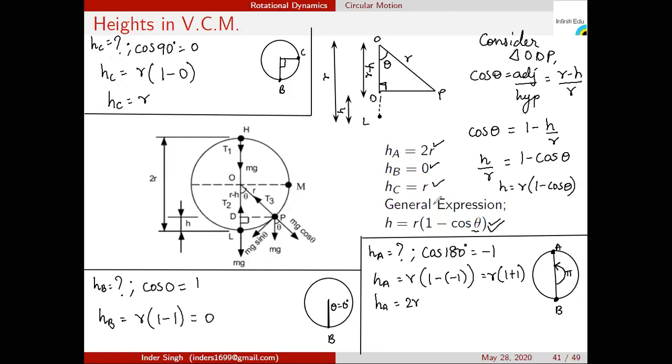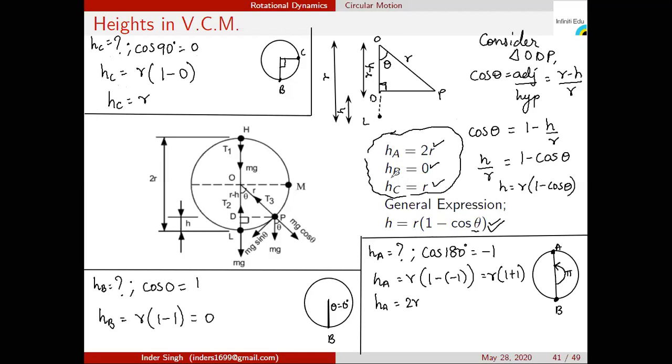We proved the third position also, right? So do one thing, you complete this or take a screenshot, whatever you want to do. But you should remember these values. Height at highest position is 2R. Height at bottom position is 0. Height at midway position is R.